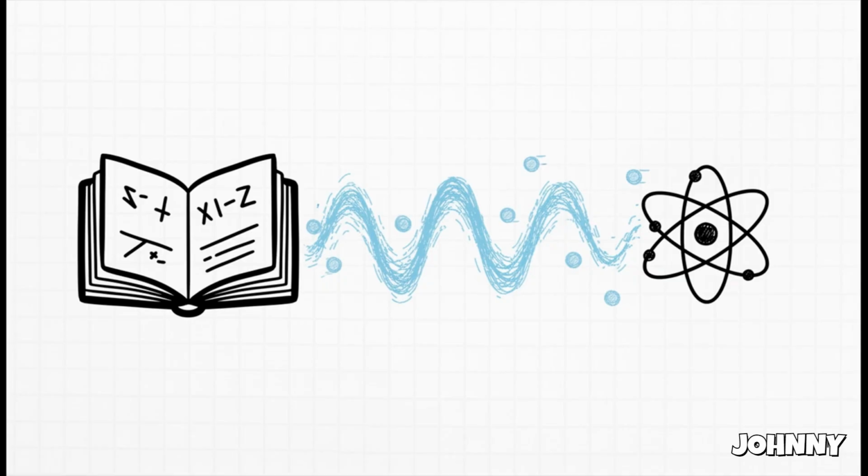And that new rulebook is the Schrödinger equation. Now, don't worry, we are not going to get bogged down in the math here. But here's the big idea you need to grab onto. This equation is the absolute foundation of quantum mechanics. You can think of it like a new operating system for the subatomic world. It doesn't tell you where an electron is. Instead, it describes this wave of probability. It tells you where an electron is likely to be. And that one idea is the bedrock for everything that's coming next.